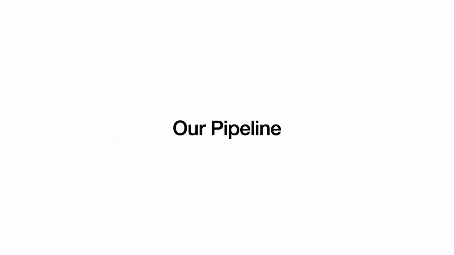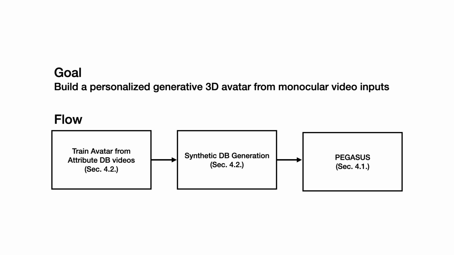We introduce a pipeline of PEGASUS. Our goal is to build a personalized generative 3D avatar from monocular video inputs. Firstly, we introduce how to train avatars from attribute DB videos. Secondly, we present the method of generating a synthetic DB using avatars from attribute DB videos. Lastly, we introduce how to train PEGASUS using the synthetic DB.